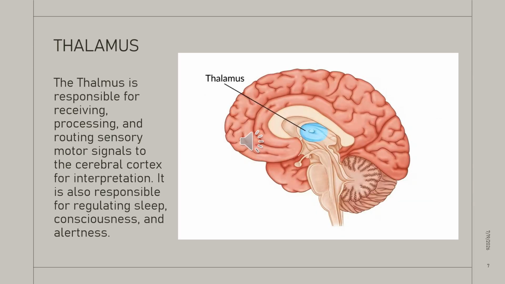The upper half of the diencephalon is the thalamus. Think of the thalamus as the ultimate sensory routing station. Every single piece of sensory information, touch, sight, sound, and taste, must stop here first. The thalamus filters these signals and routes them to the correct cortical lobes for interpretation. It also plays a vital role in maintaining alertness and consciousness.